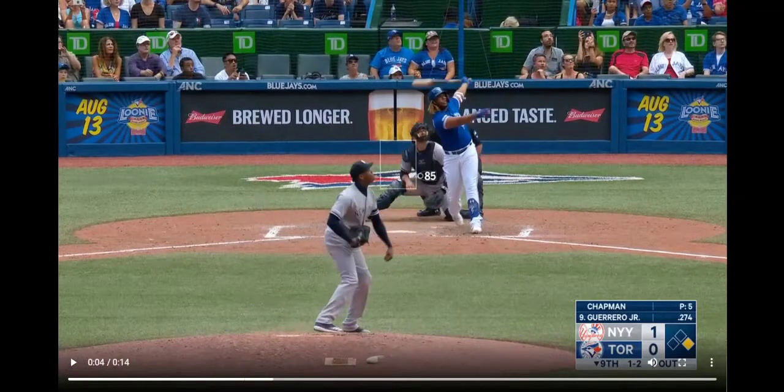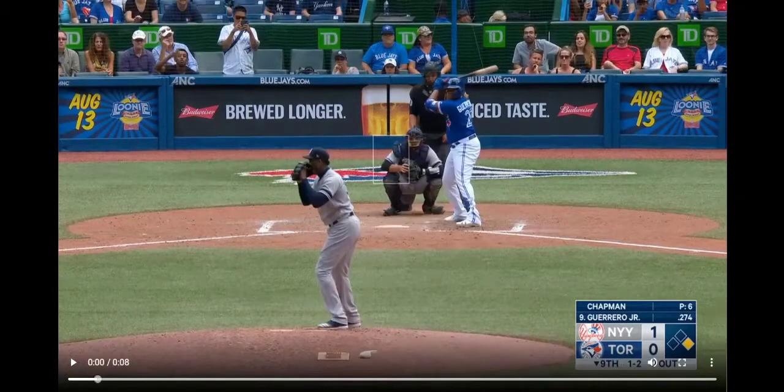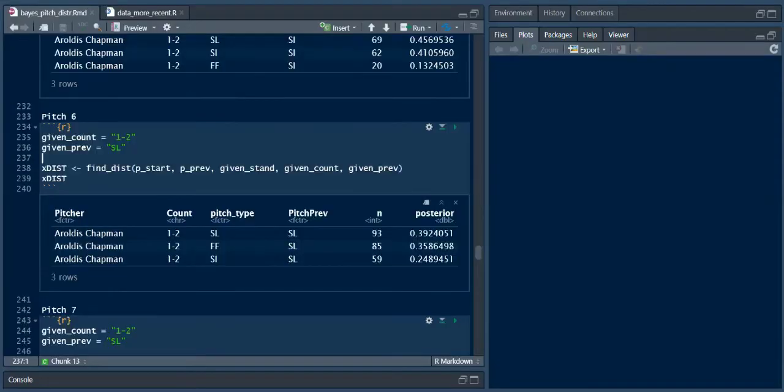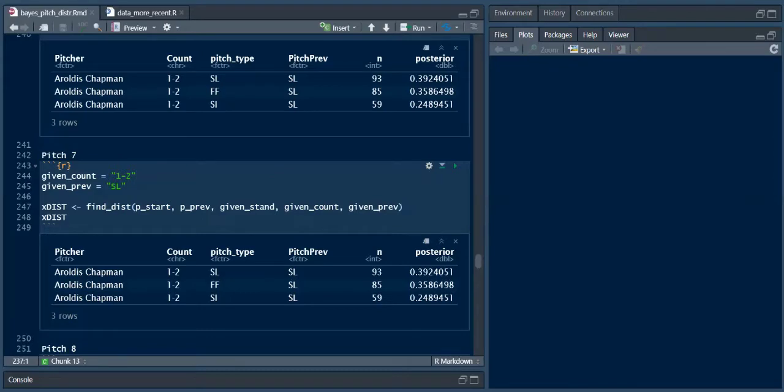And so I think that slider got a little bit too much of the plate, not off the plate, because it was still off the plate, but I don't think that is where Chapman wanted it. So we are now on to pitch, I believe, 7. It's still 1-2, and the previous pitch was still a slider. So in this case, we're going to have the exact same posterior, that's what it's called, just prediction for what pitch is coming next.